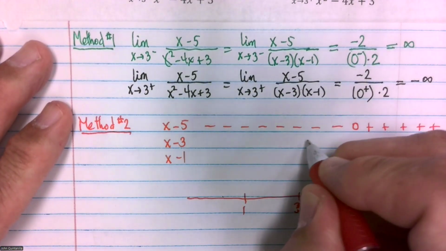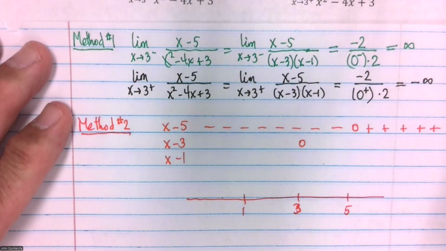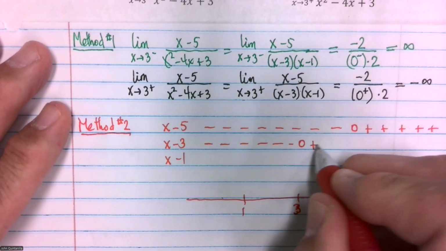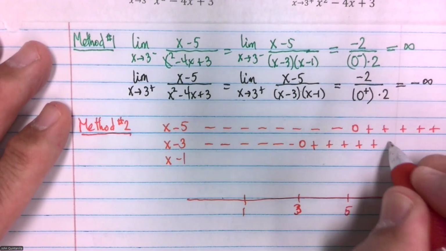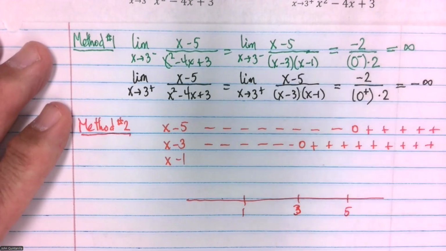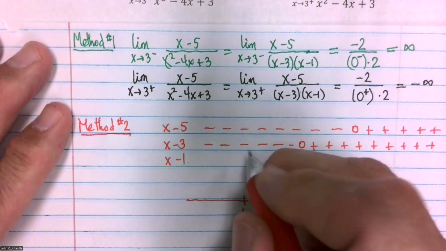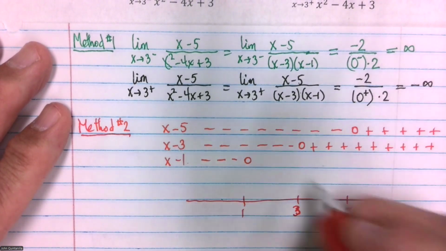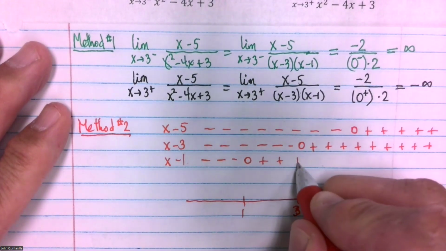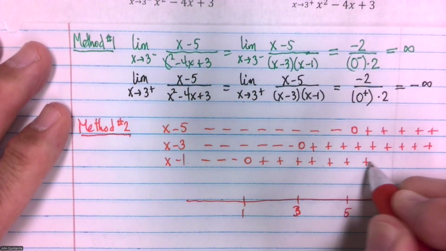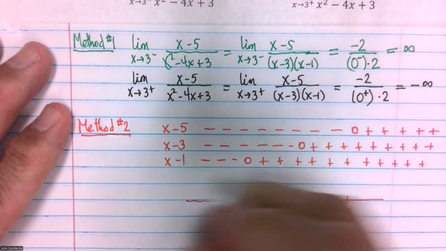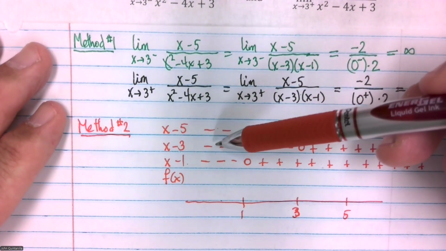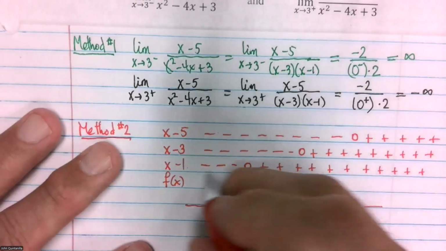Likewise for 3. If I plug in 3, I get 0. If I plug in something that is less than 3, I get something that's negative. If I plug in something that's bigger than 3, I get something that is positive. Finally, x minus 1: if I plug in 1, I get 0. If I plug in something that's less than 1, I get something that is negative. If I plug in something that is bigger than 1, I get something that is positive. Okay, now we combine these. We take negative divided by negative times negative. That will be negative.